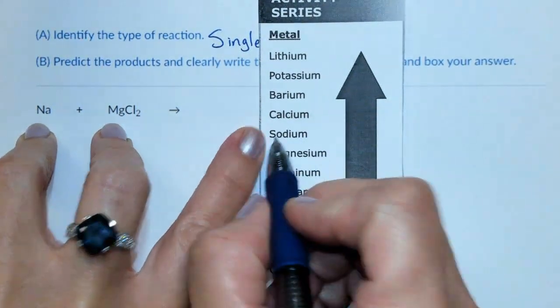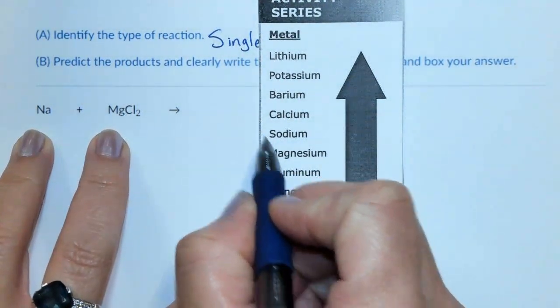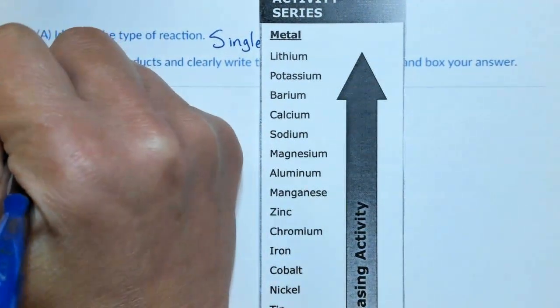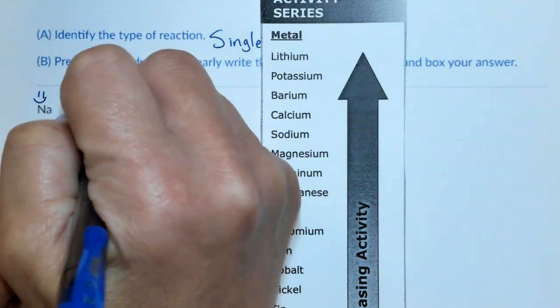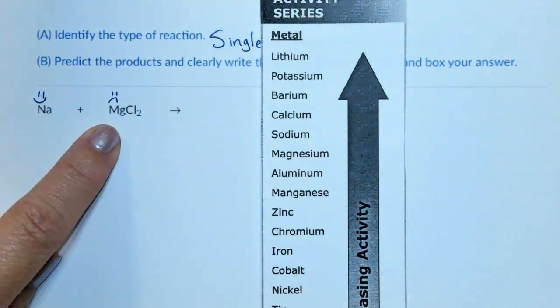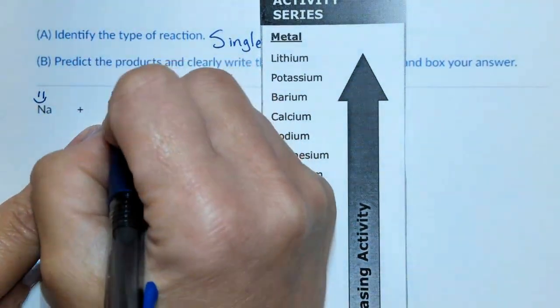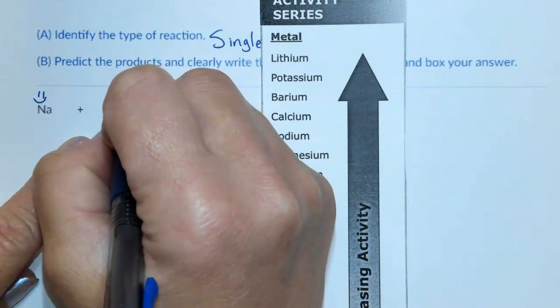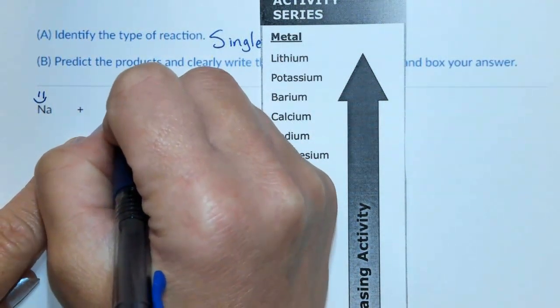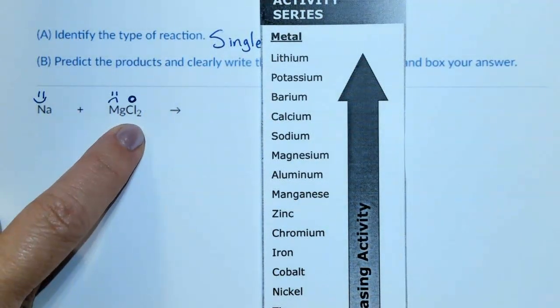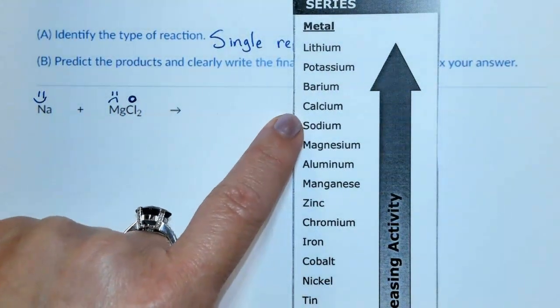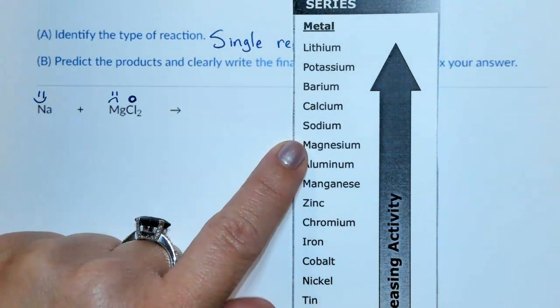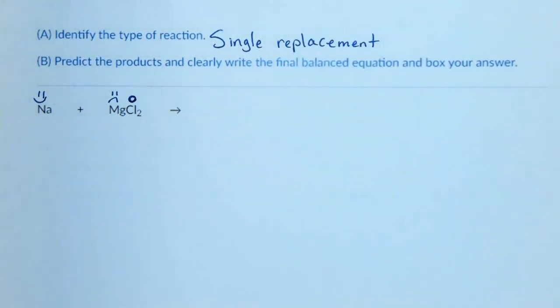There's sodium, which is above magnesium. So sodium, because it's higher up on the list, is going to get a smile. And magnesium, because it's lower on the list, we're going to give it a frown. And then I'm going to go ahead and make an arbitrary shape for chloride. We'll just make a circle. Now that we have identified that sodium is higher on the list than magnesium, will this reaction occur?